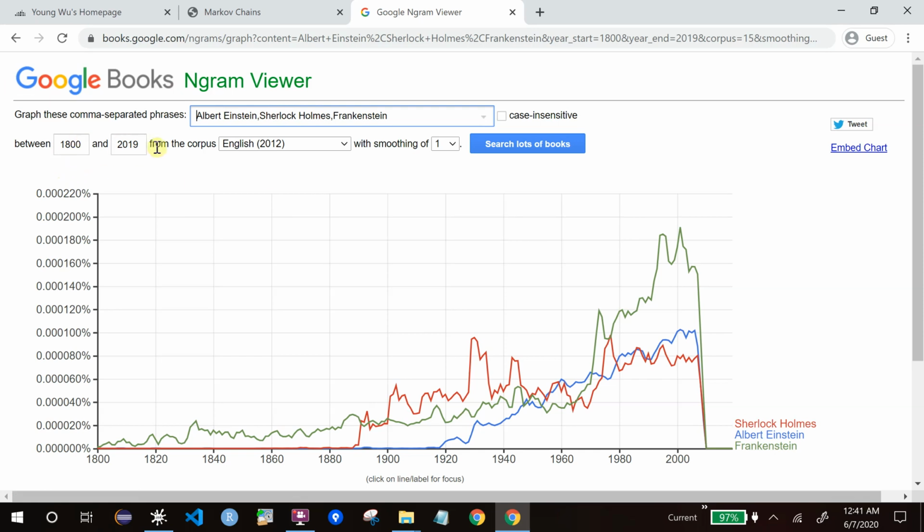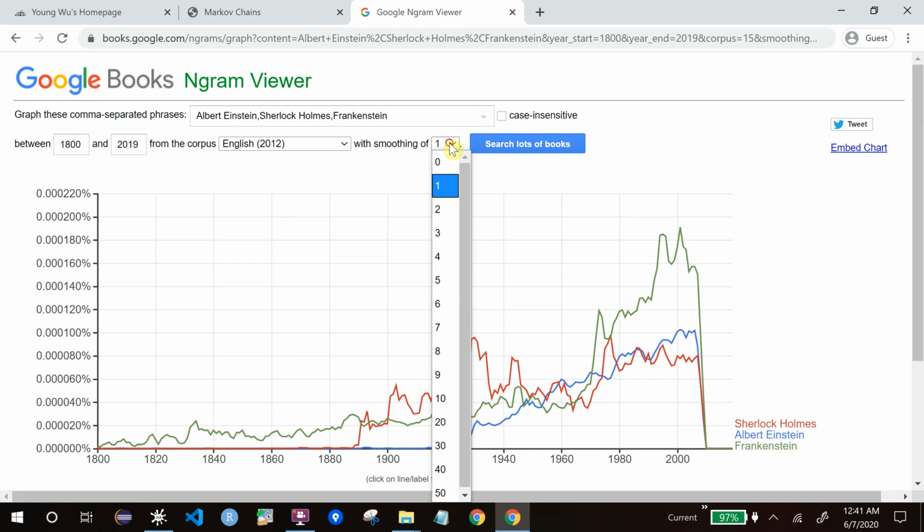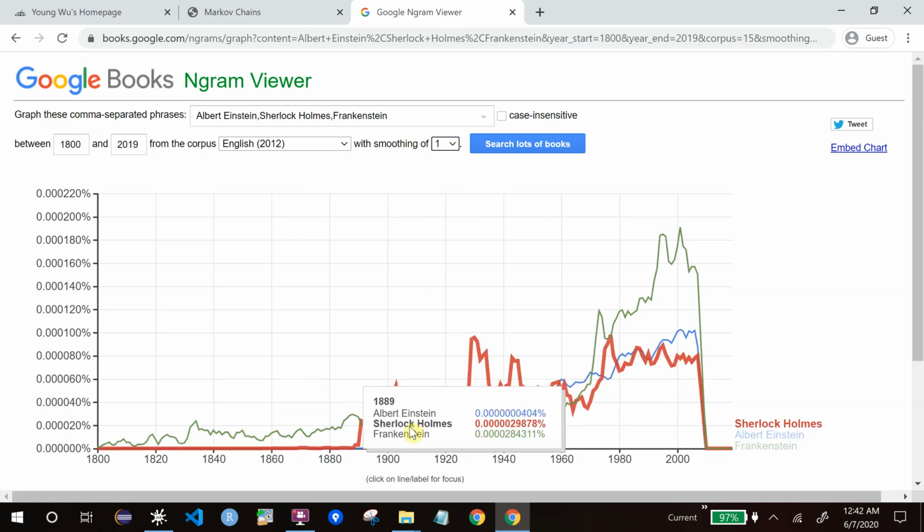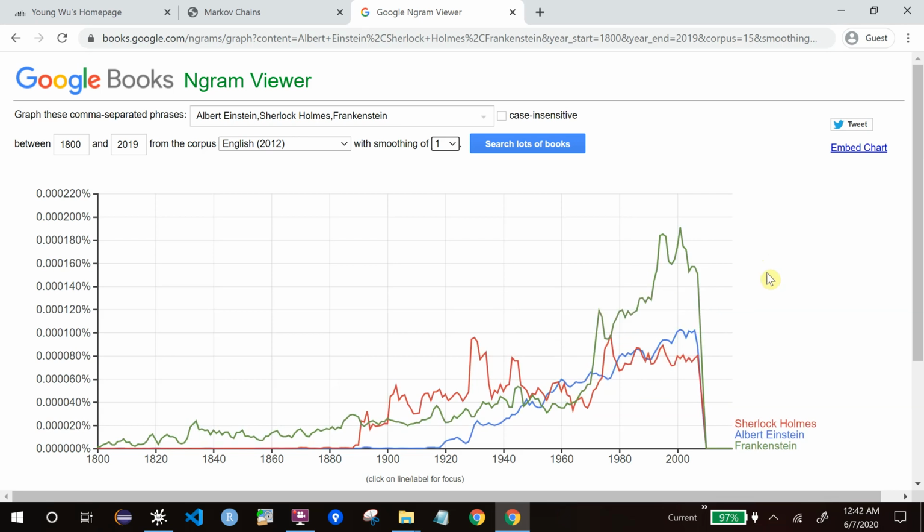So it has the years and English, and there's the Laplace smoothing. You can use delta with other numbers. So I'm going to use 1. And it basically plots over time how often these things are used.